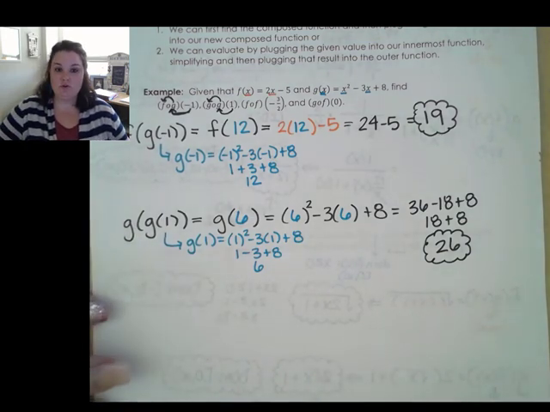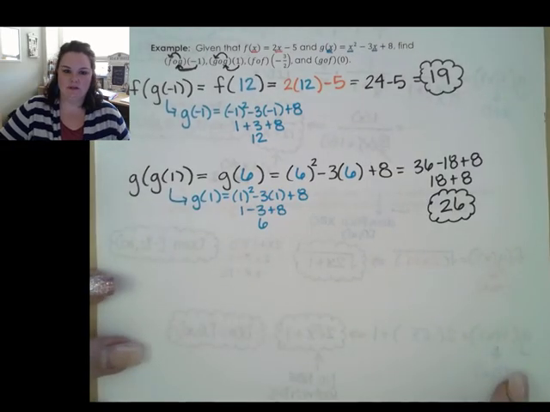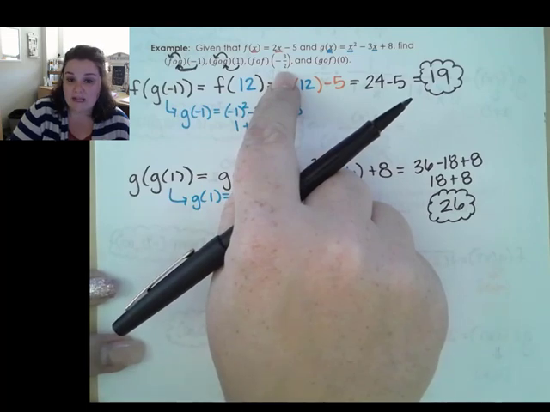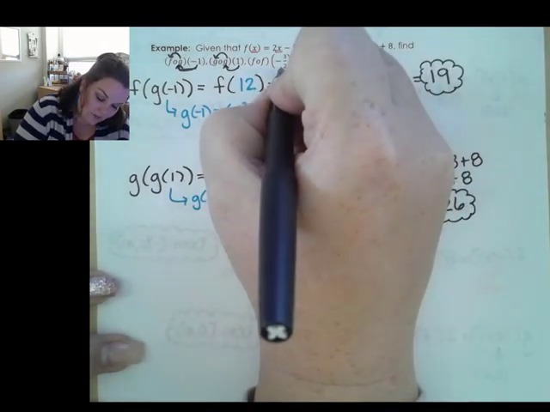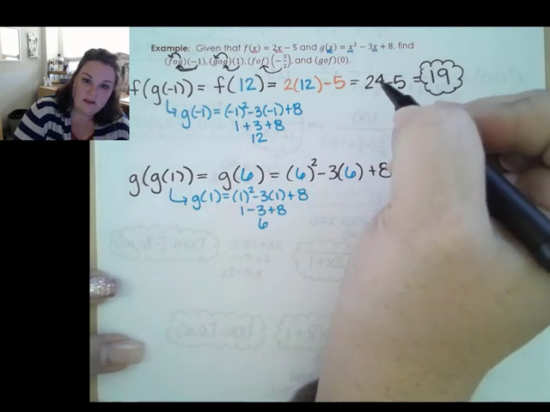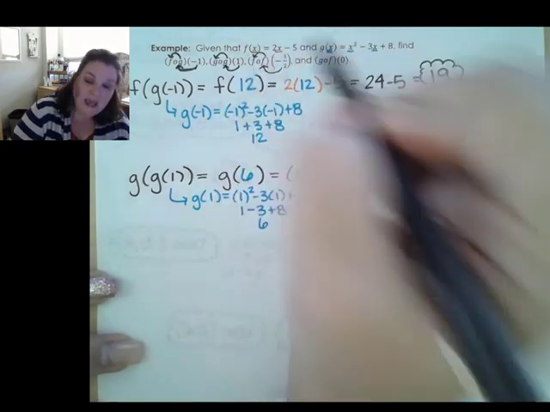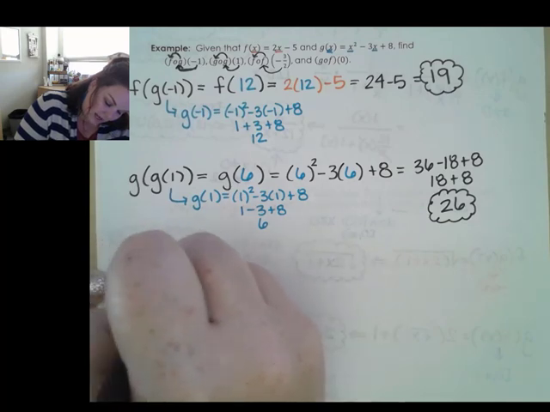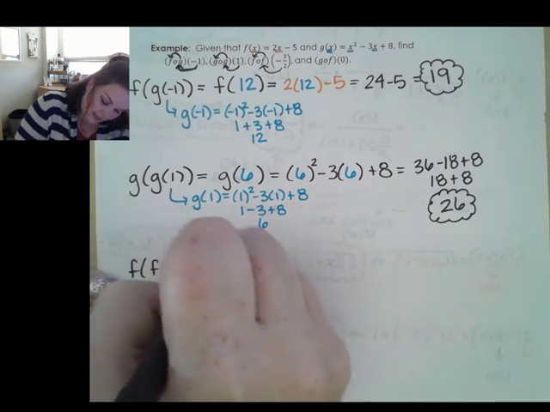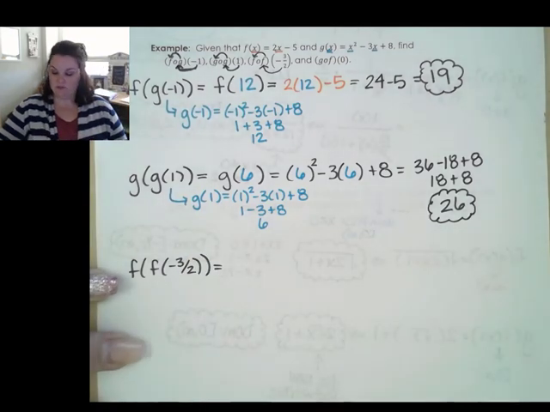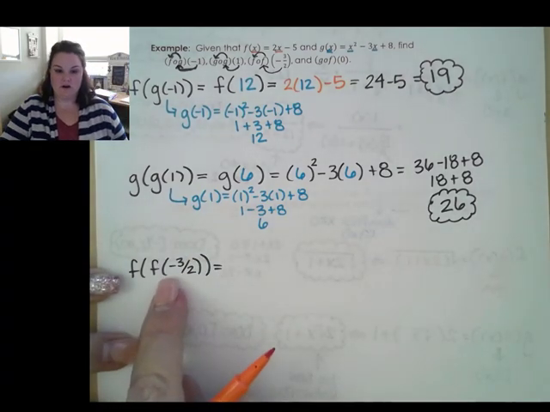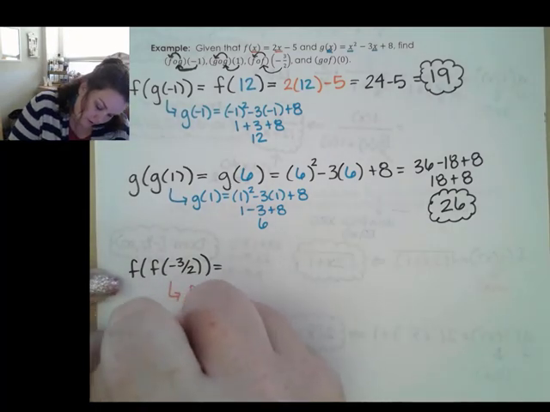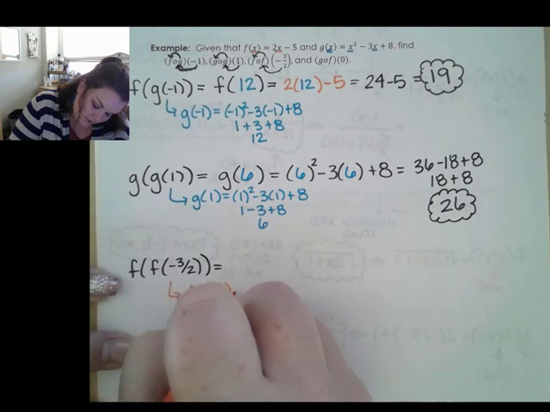Okay, let me do 2 more, and then I'll let y'all try some. So let's look at our next one, which is f composed of f of -3/2. So we're going to take that -3/2, plug it into f. Whatever that equals, then we'll plug that back into f. So in other words, we're doing f evaluated at f of -3/2. Before we get started, we want to start with our innermost evaluation here. So we need to figure out what f of -3/2 looks like.